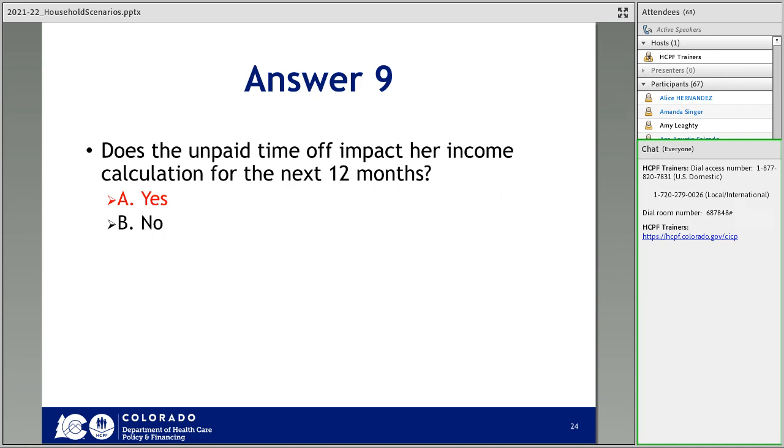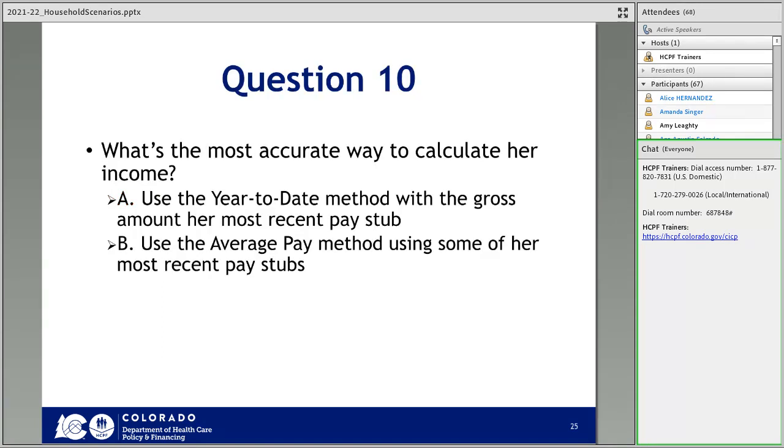Okay, so those 2 weeks of unpaid time off, that does impact her income calculation. So she basically has, depending on how she's paid, if she's paid weekly, 2 whole pay periods that she was paid nothing for. So if you were to use her year-to-date and just, well, hold on, might be giving away the answer for my next one here.